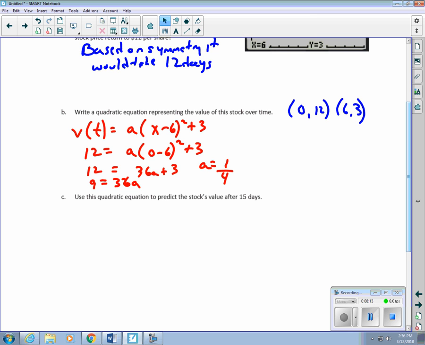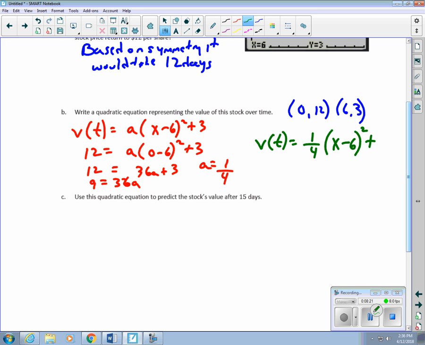And again, all of this is easily checked with your calculator. So V of t equals 1/4 times x minus 6 squared plus 3. And then to find what the value is after 15 days, I put in 15, and V of 15 is $23.25.